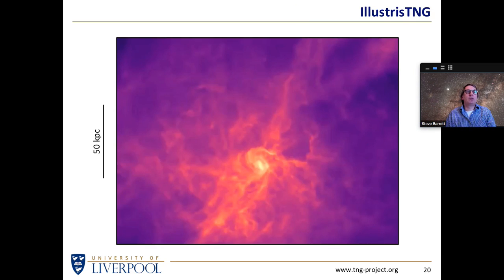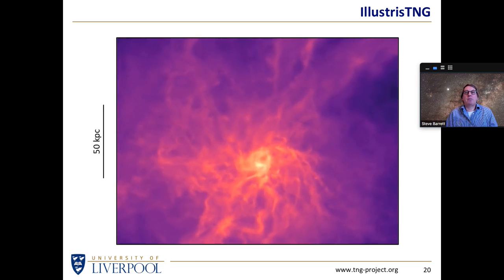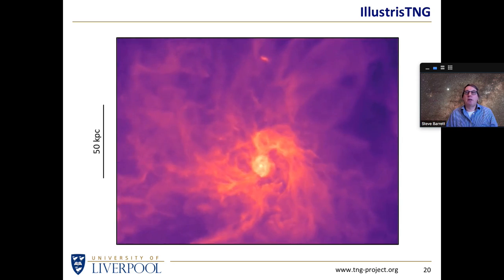So let's have a look at one of the TNG simulations. This is a simulation looking in more detail at how a galaxy is formed. So we're looking at the intersection, if you like, of a number of different filaments that are feeding matter under gravity falling into this region. So let's have a look at a video showing how that progresses over a few billion years.